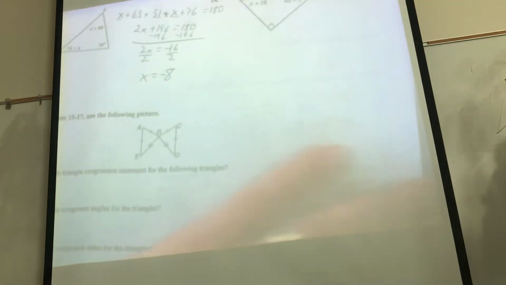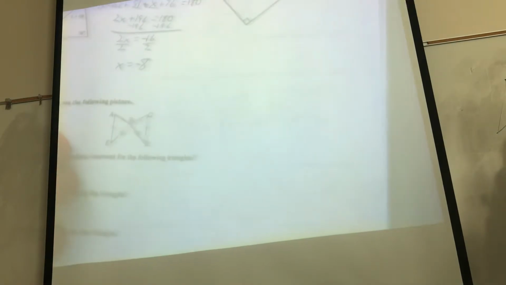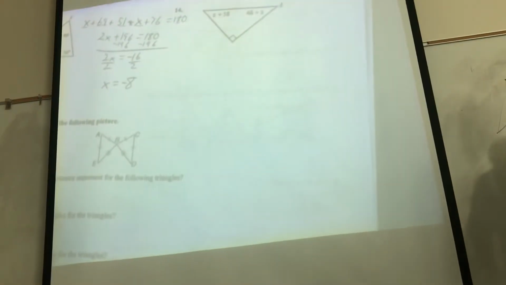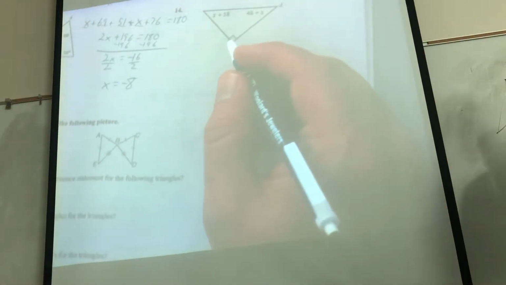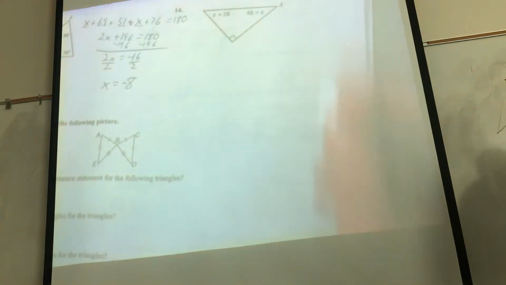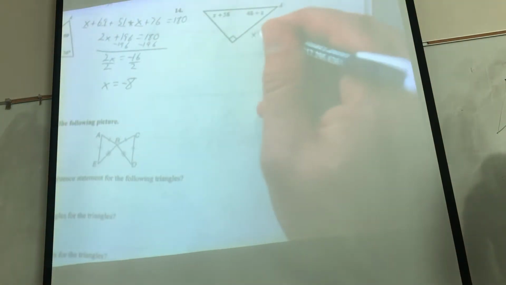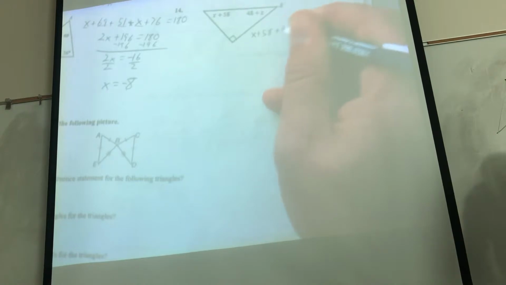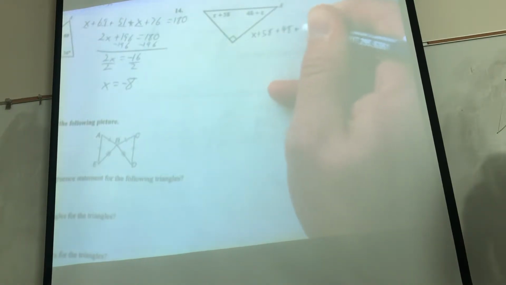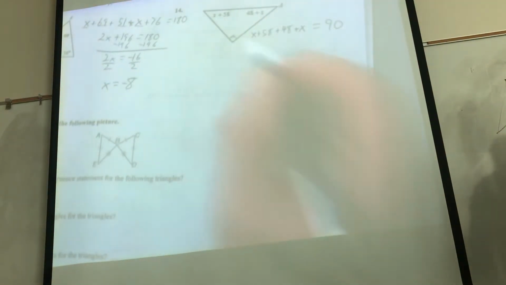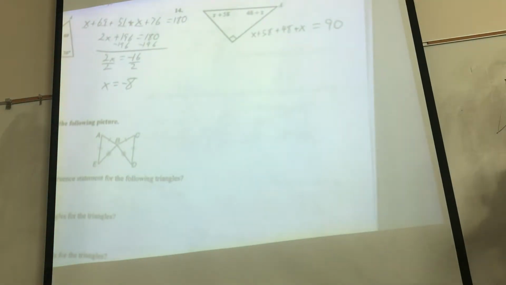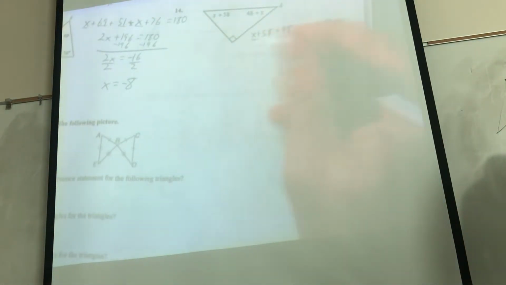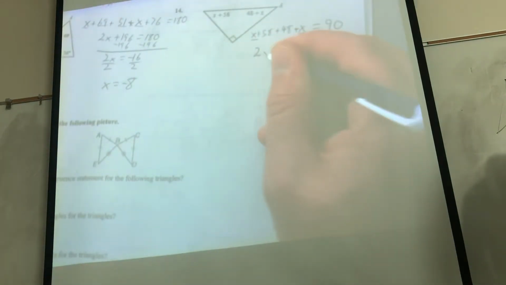On 14, it's going to be the same thing. I like to start with a head start on these and not worry about putting the 90 in there. 180 minus 90 is just 90. So I'm just going to say x plus 58 plus 48 plus x is equal to 90. Because again, 180 minus 90 will let us start with just the other 90. So again, they're on the same side. It's just combining like terms.